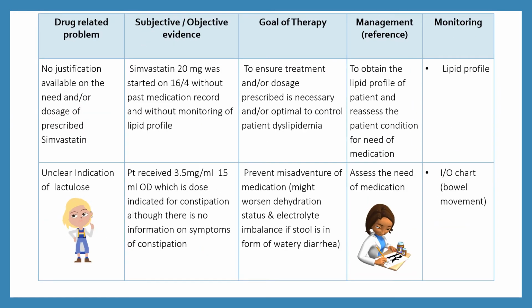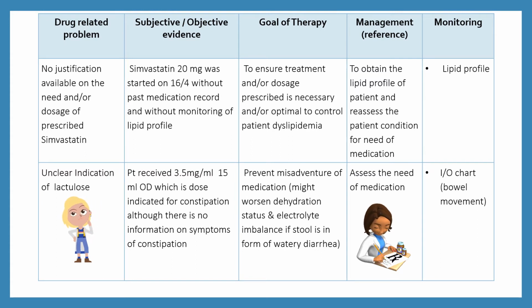Other than that, this patient received simvastatin 20 mg without past medication record and without monitoring of lipid profile. This raises the question of whether the patient really needs such treatment or such a dosage. Hence, we need to obtain the lipid profile of the patient and reassess the patient's condition for the need of medication and appropriate dose. And close monitoring should be done on the lipid profile.